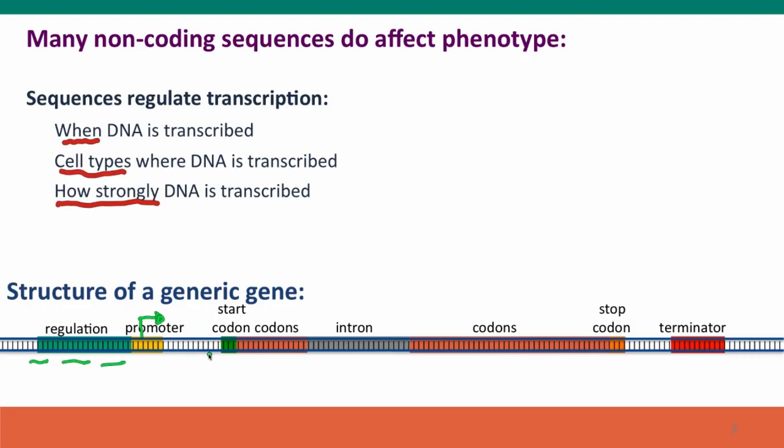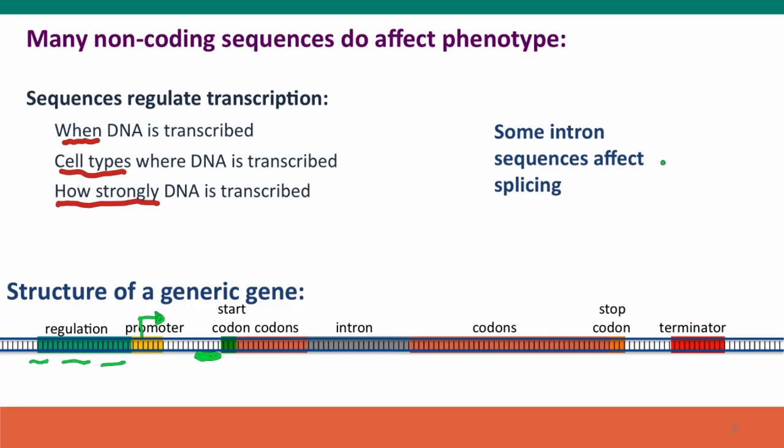Sequences in the DNA can also affect things that happen to the RNA. For instance, the ribosome binding site in the messenger RNA affects how strongly and efficiently the RNA is translated. And intron sequences affect splicing. We talked in a previous lecture about the fact that almost all the sequences in introns are effectively junk. As far as we know, they have no contribution to phenotype.